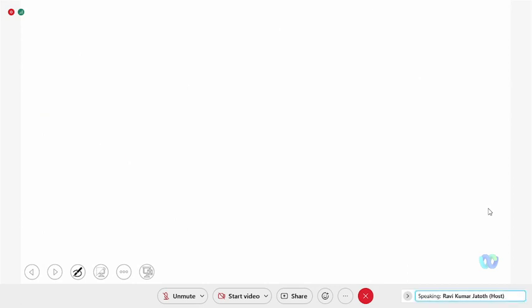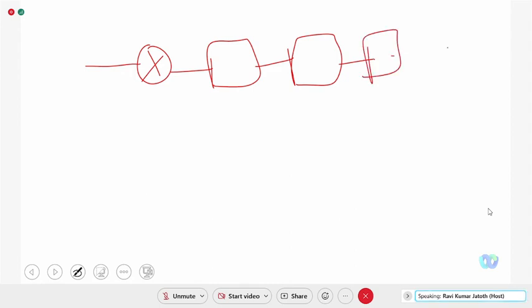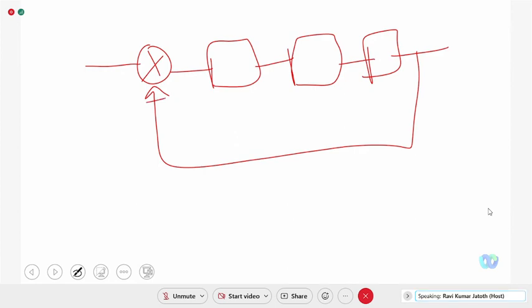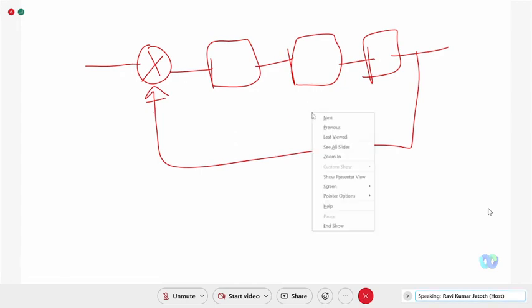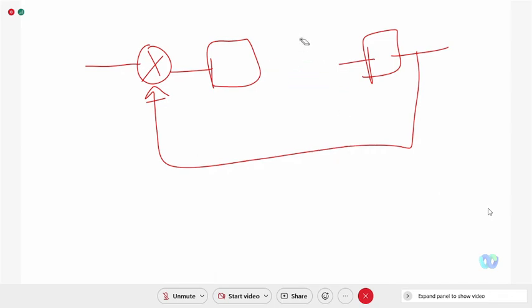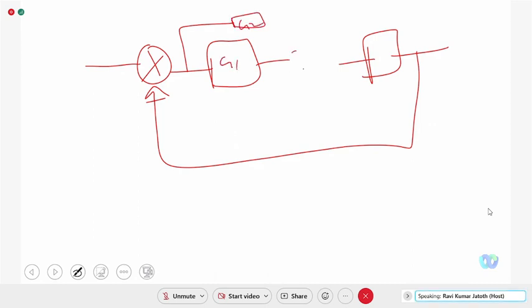Now, sir, where will we be using it? Let us say there is a control system which is drawn in the form of a block diagram, like this. This is plus and this is plus, two signals are getting added up. We know here the input is reference R and the output is C.